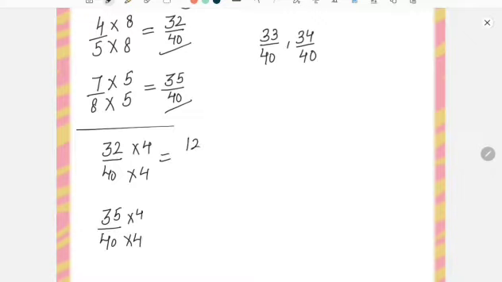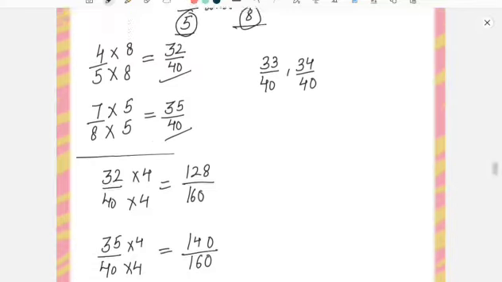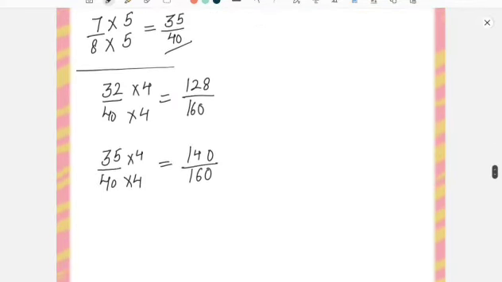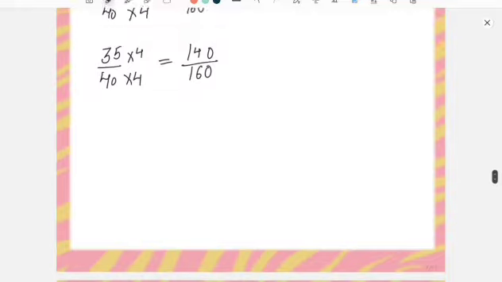What will you get? 128 by 160 and here you will get 140 by 160, right? What are we getting? 128 by 160 and 140 by 160. Now how many rational numbers did we require? कितने चाहिए थे हमें rational numbers? 3. Okay, so how many are we getting here?